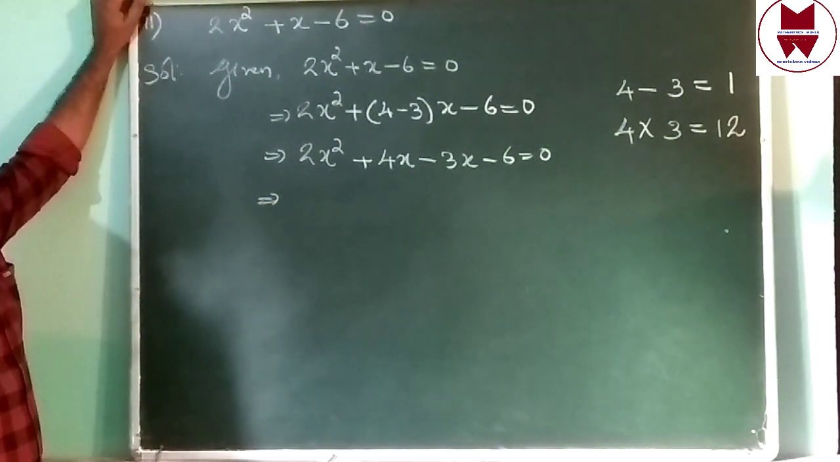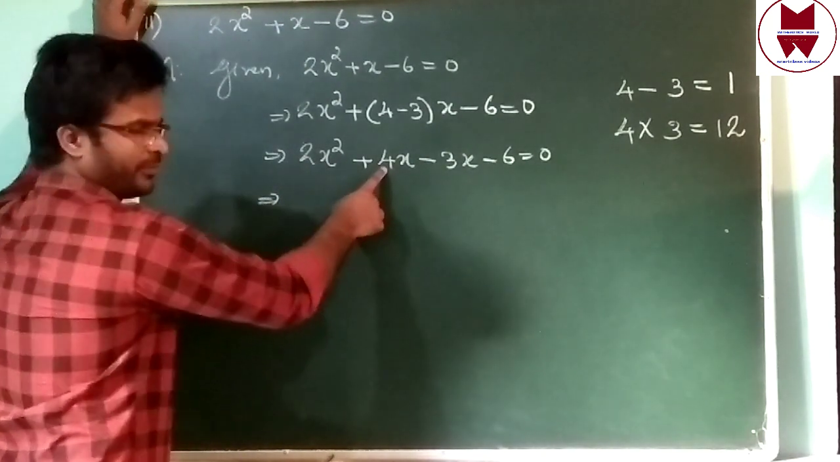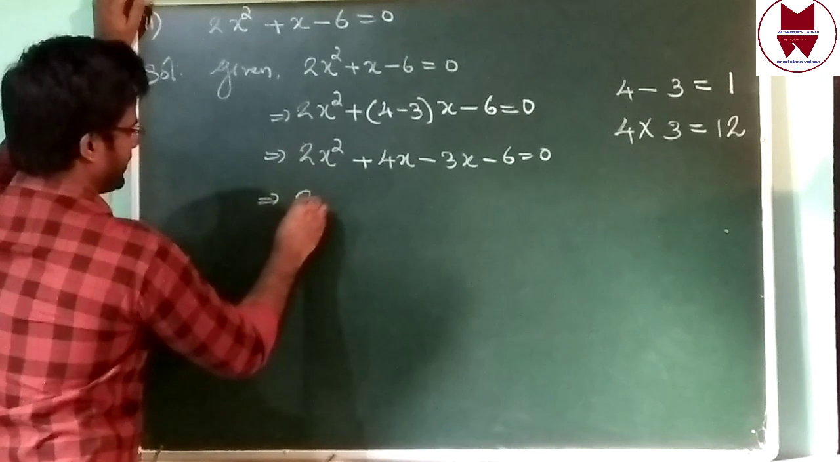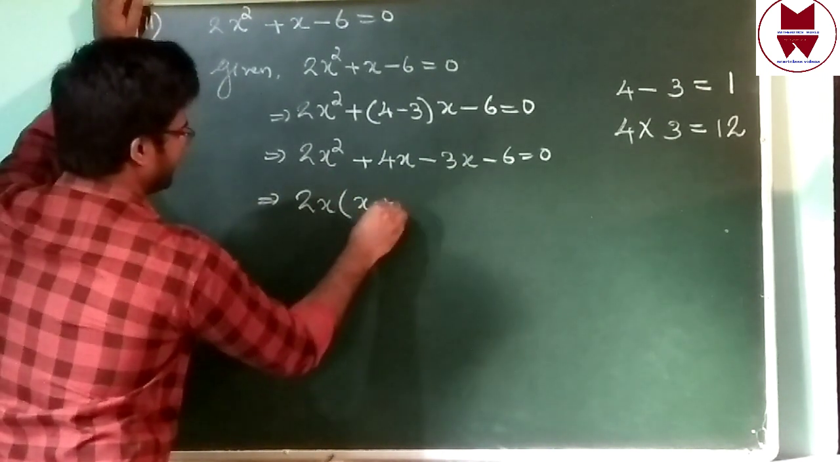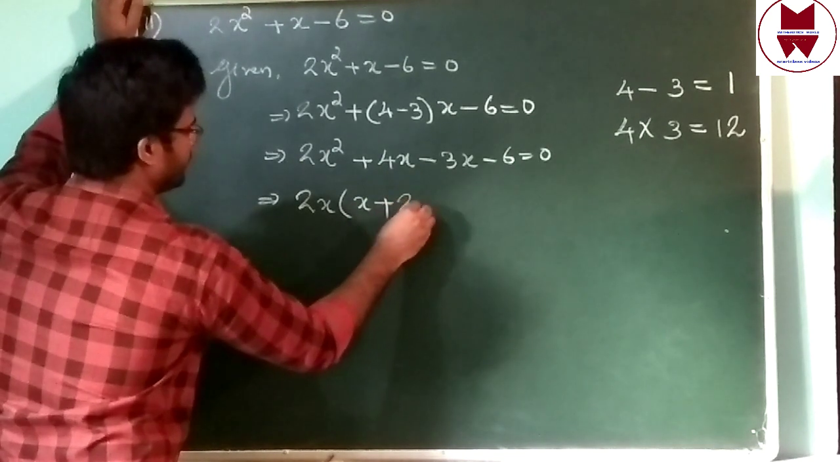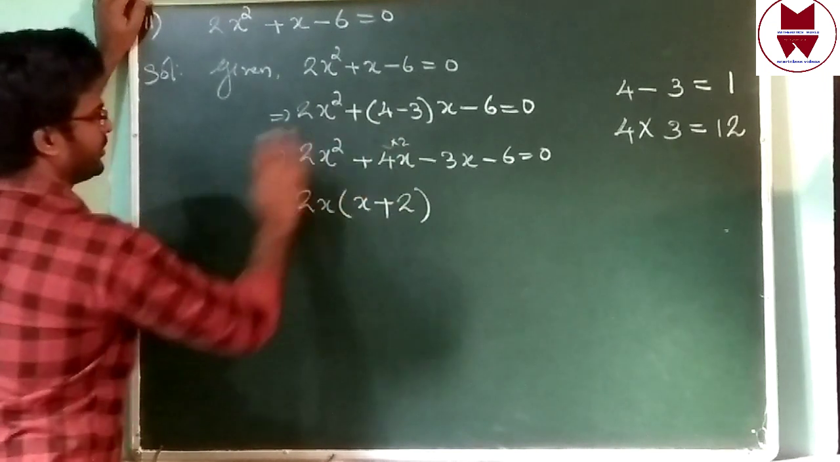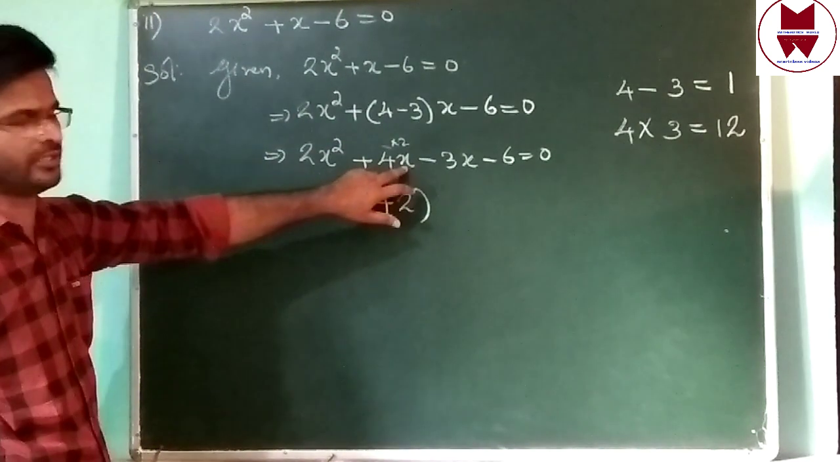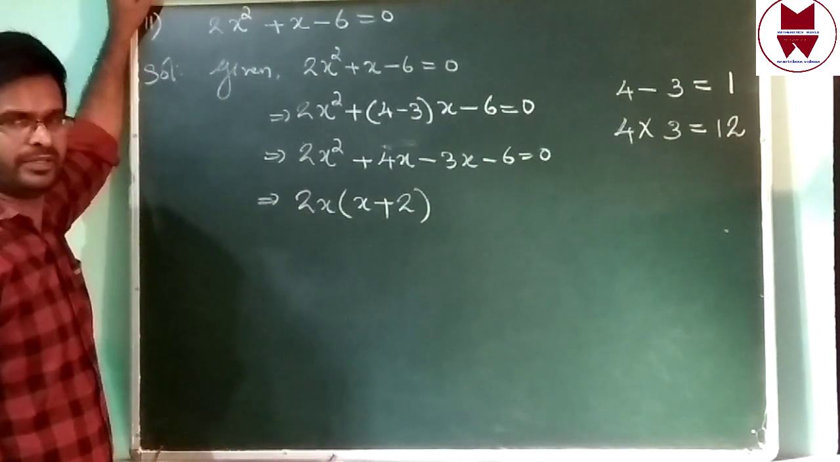In first two terms, what is common? 2x, isn't it? In here also 2 is there. 4 means 2 into 2. 2 and x. 2x take outside. Then remaining x plus in here remaining 2. Because 2 into 2, 4, isn't it? 1, 2 I took outside. This x also I took outside. Then remaining only 2. Then last two terms, what is common?